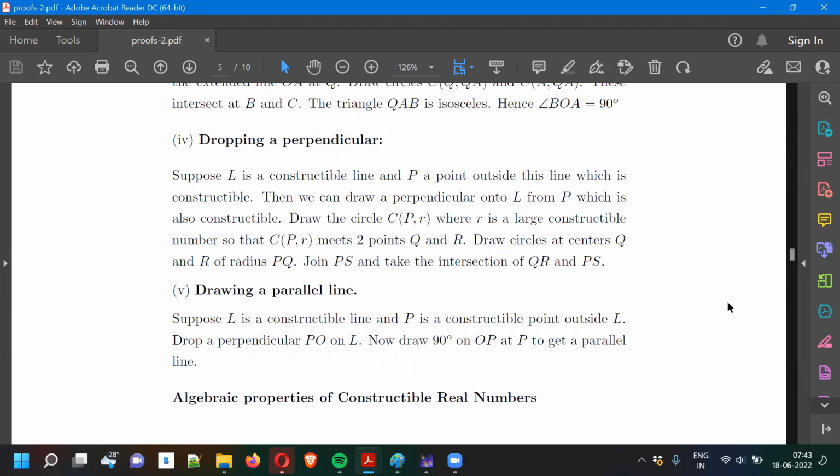So these are basic ruler compass constructions. Just read through this and whatever is written here, try to repeat it. In fact, you don't even have to read this. If you just start playing with your ruler and compass, you might even remember this on your own, how you did this. So very, very simple.